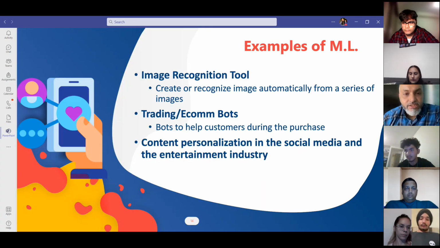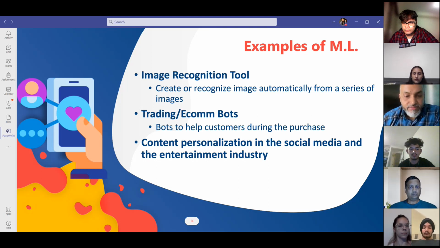So machine learning has contributed a lot to image recognition. Now through a series of different images, through machine learning, we can understand, or they can create a new image. Similarly, trading bots or e-commerce bots have been developed using machine learning, wherein the consumer can easily interact with the bots, and the bots can help them during their purchases. And at the same time, content personalization in social media and in the entertainment industry has become a new thing through machine learning. Thank you. Now I'll hand it over to Santosh, who is going to talk about the future of machine learning.